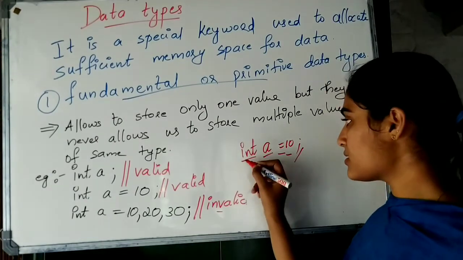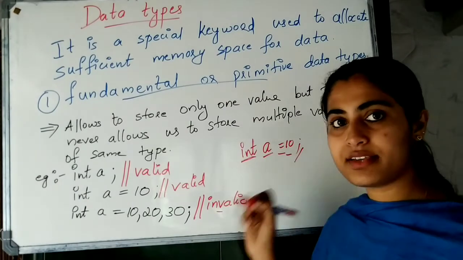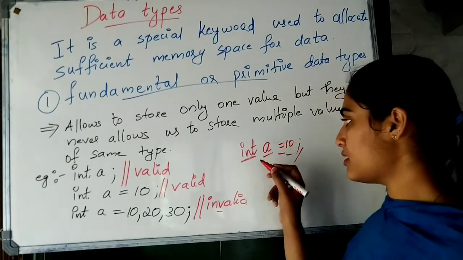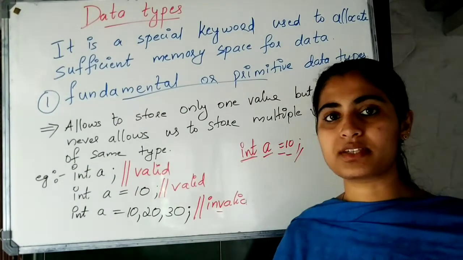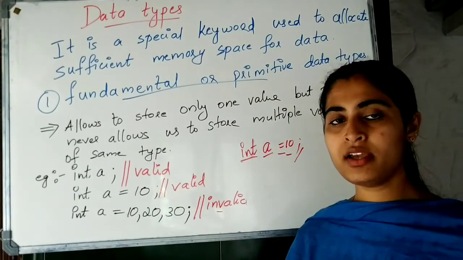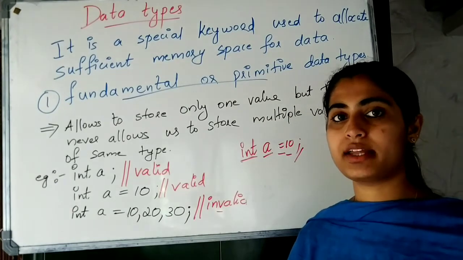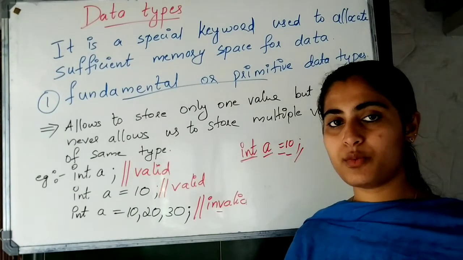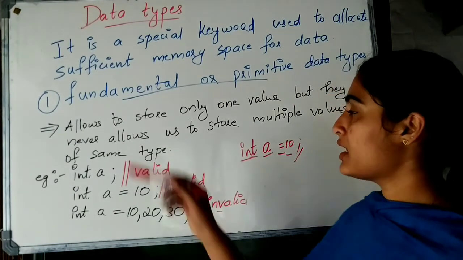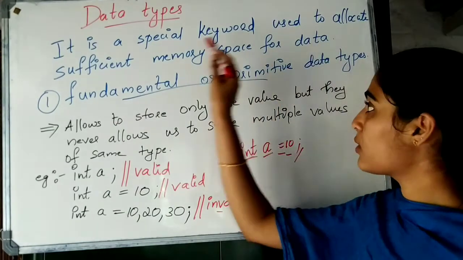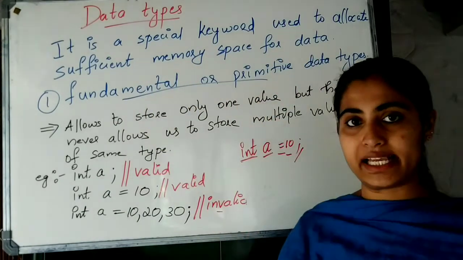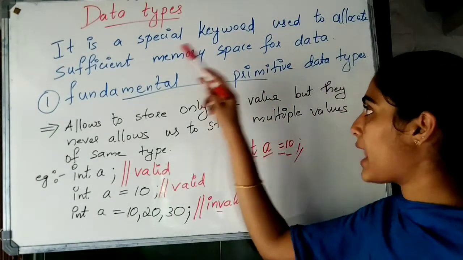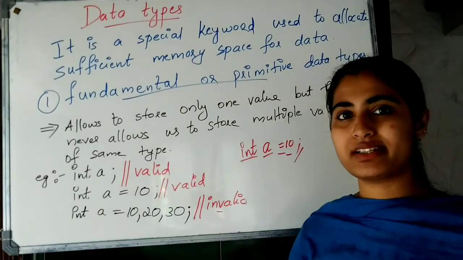Here, look at this keyword int. This keyword int is said to be a data type. Like this keyword int, there are many data types in a Java program, and in this class we are going to study these different types of data types. First let us see what we mean by a data type. It is a special keyword used to allocate sufficient memory space for data.